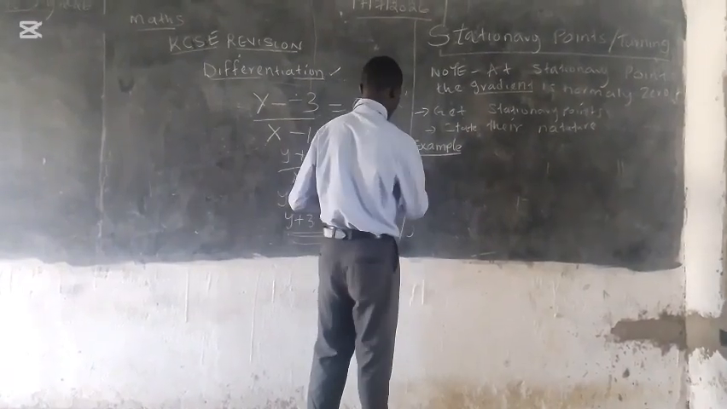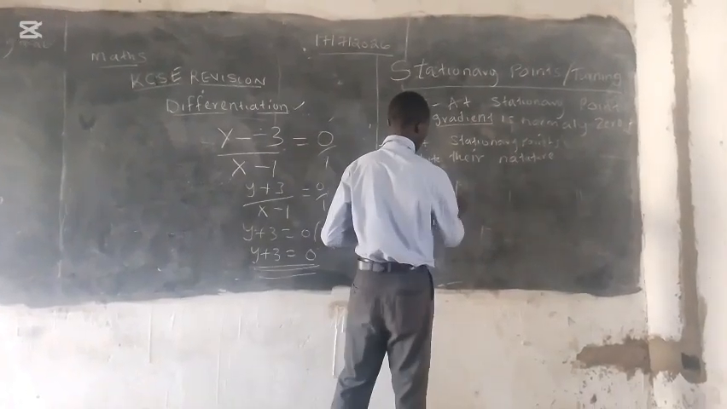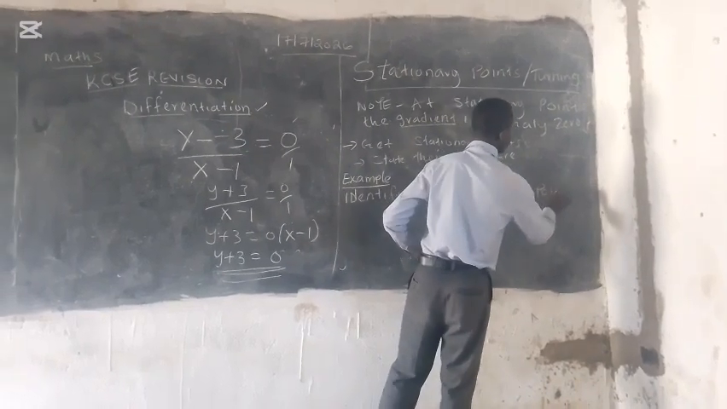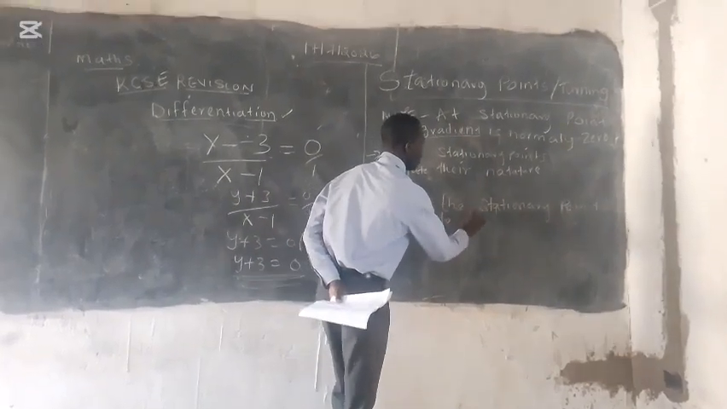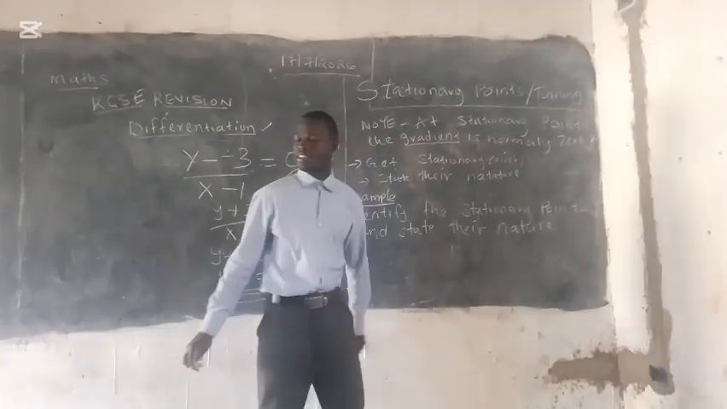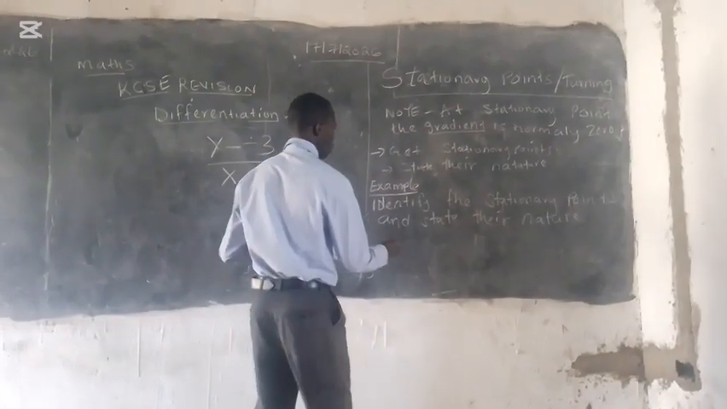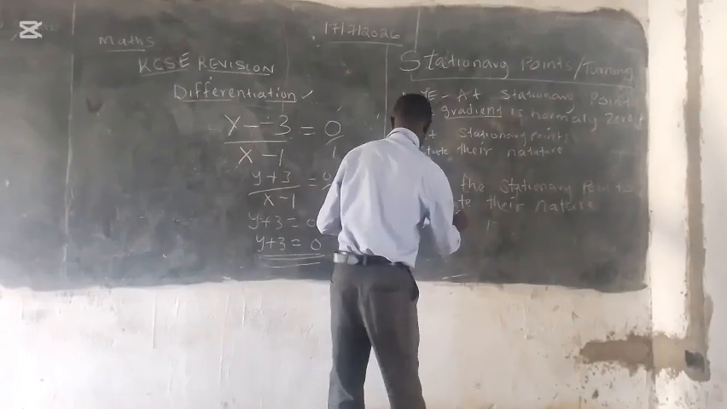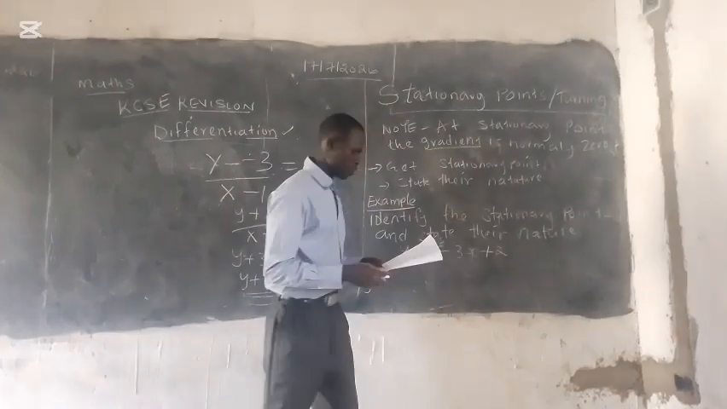The question says identify the stationary points and state their nature. Then you have been given the equation y equal to x cubed minus 3x plus 2. That's the equation that we have.